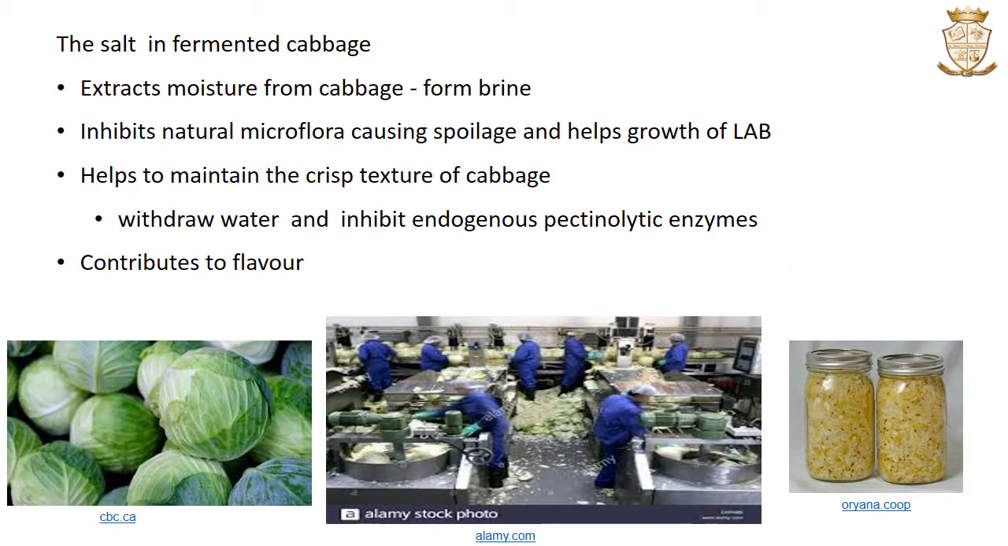The salt during the fermentation of cabbage serves several purposes. It extracts moisture from the cabbage by osmosis to form the brine in which the fermentation will take place. Salt inhibits some of the natural spoilage microflora of the cabbage and helps the selective growth of lactic acid bacteria. It also helps to maintain the crisp texture of the cabbage by withdrawing water and by inhibiting endogenous pectinolytic enzymes. Salt also contributes to the flavor of the product.